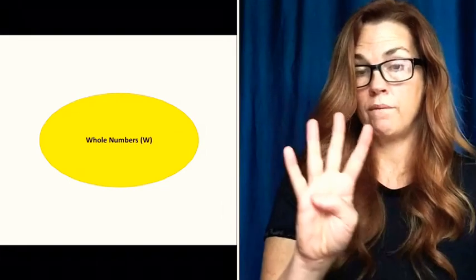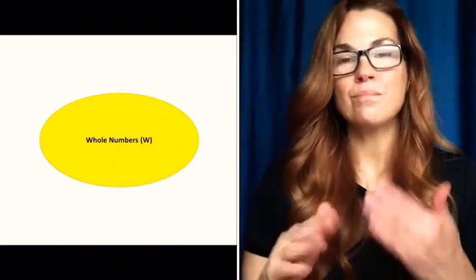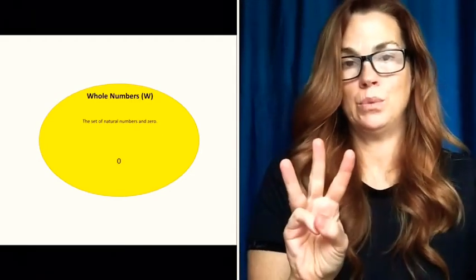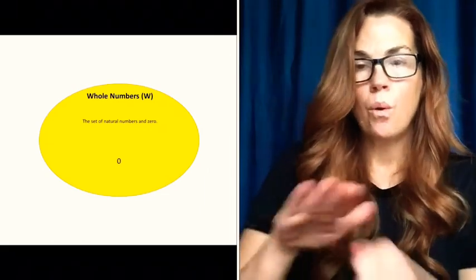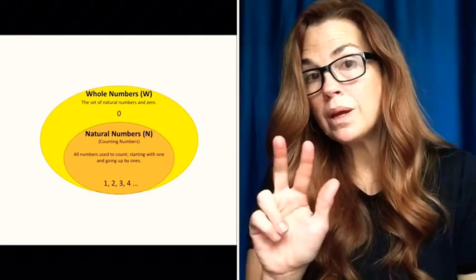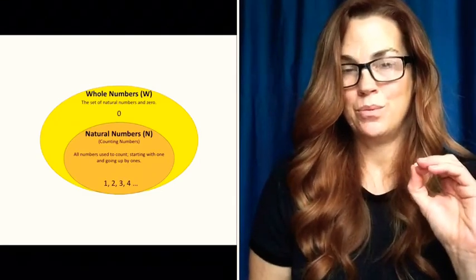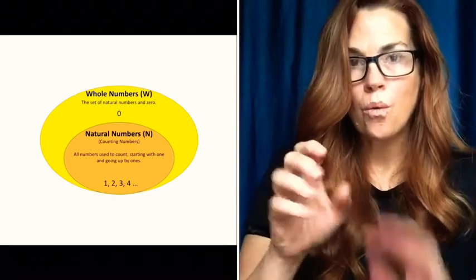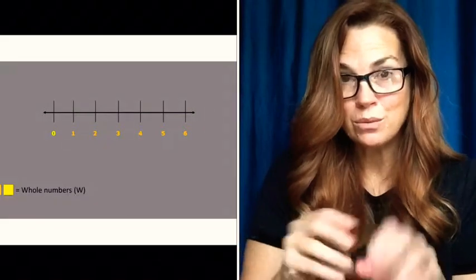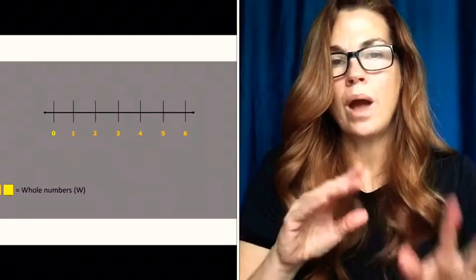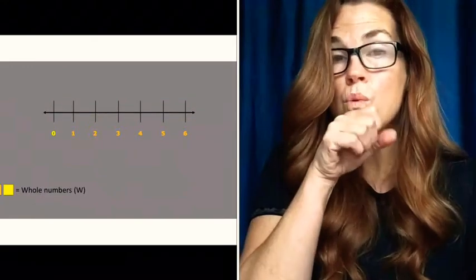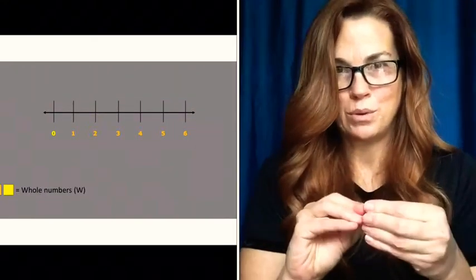The next set of numbers are called whole numbers, and they use the symbol W. Whole numbers include all of those natural numbers and 0. So you can see here the relationship between natural numbers and whole numbers. Clearly, whole numbers includes all of the natural numbers, those counting numbers, and 0. On this number line or graph, you can see all of the natural numbers in orange, which now, to make up the set of whole numbers, includes 0 in yellow.